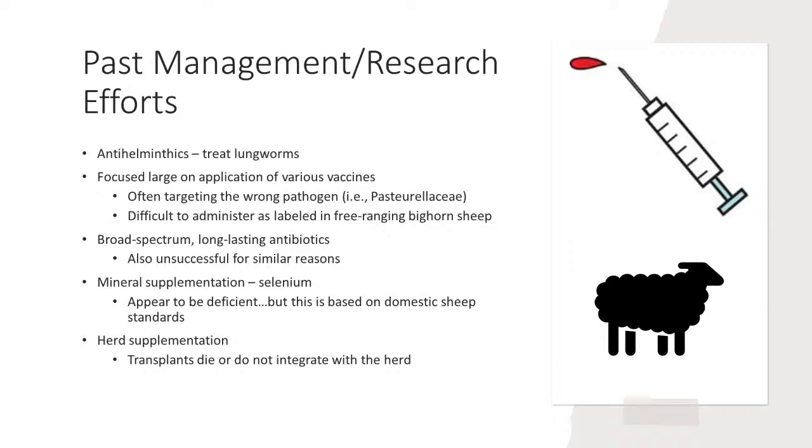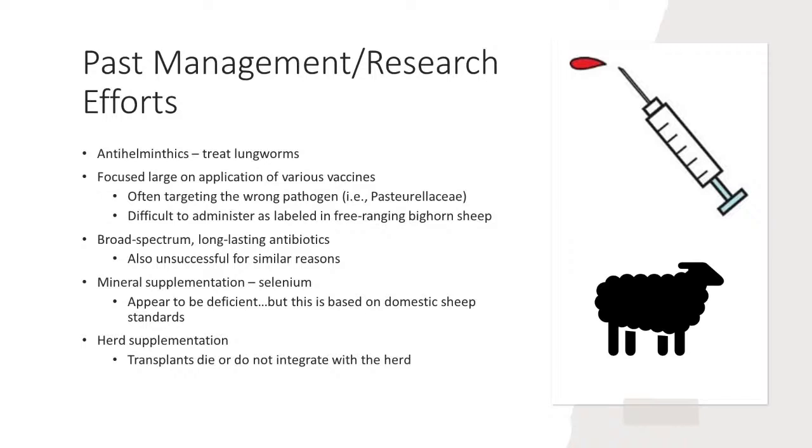And then we've even tried things like mineral supplementation. So selenium is believed to be one of those microelements that enhances immune function, and based on domestic sheep standards, bighorn sheep tend to be deficient in selenium. So we've tried supplementation, and that's not been successful either.